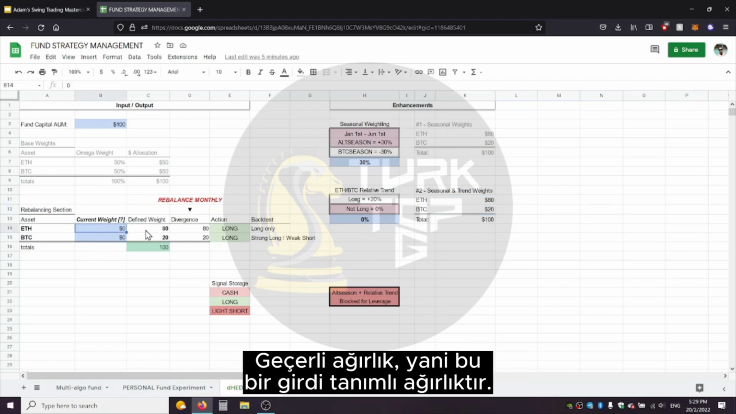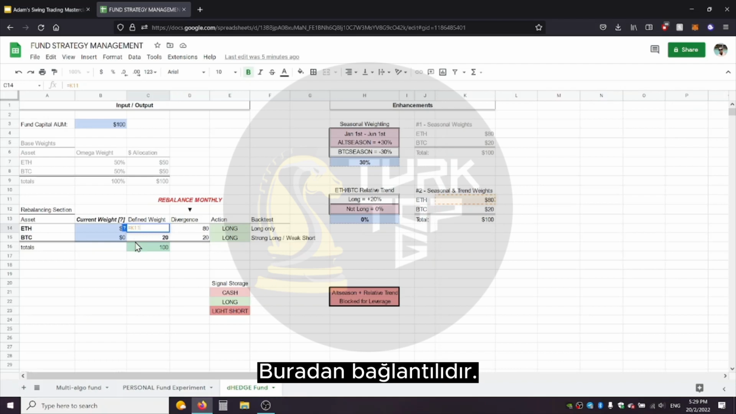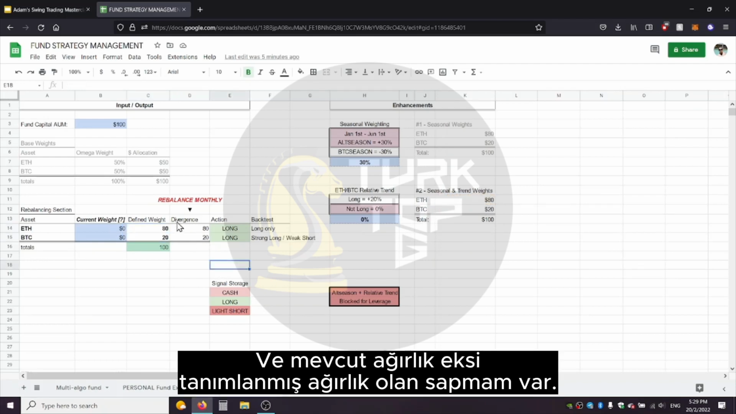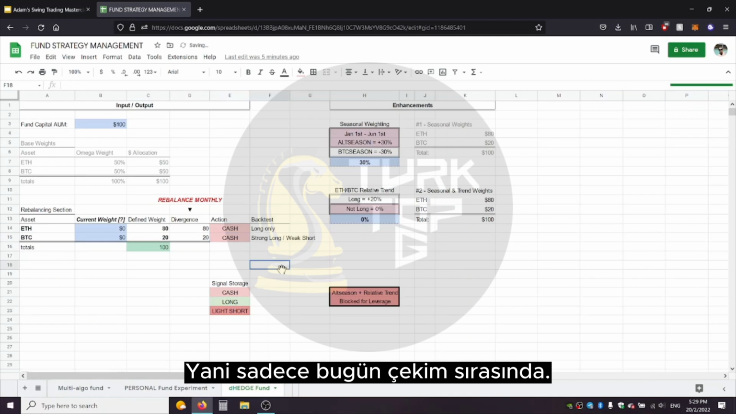So what is it? Current weights, that's an input, defined weight. So this cell here is, you'll see it's over here. It's linked from this one. And I have divergence, which is the current weight minus the defined weight. My action, so this is the signal. They're both short, actually. So just today at time of filming. And very importantly, rebalance monthly.